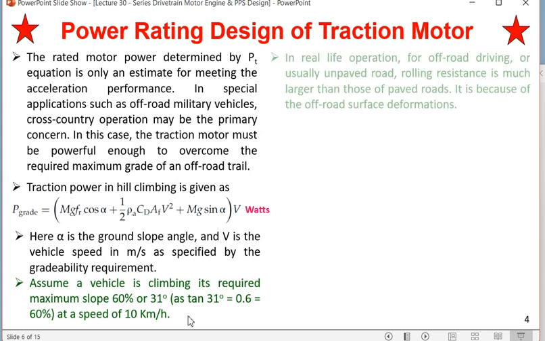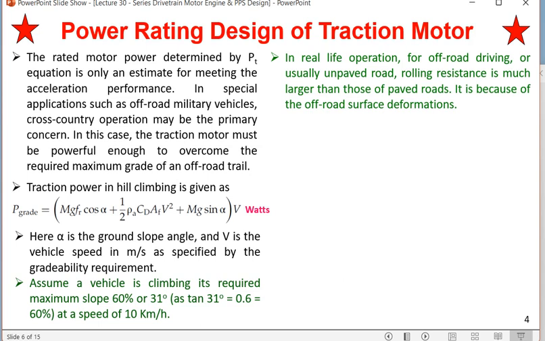So this is a new thing you have learned. In real life operation, what we are actually studying is the power rating design of the traction motor for off-road driving. Off-road driving means we are not on road, we are in challenging terrain. That means it can be a steep hill, jungle, desert, clay, mud and all those kinds of things, where the secondary source actually comes in handy.